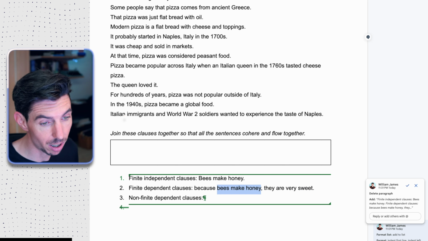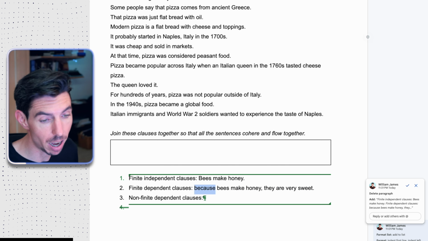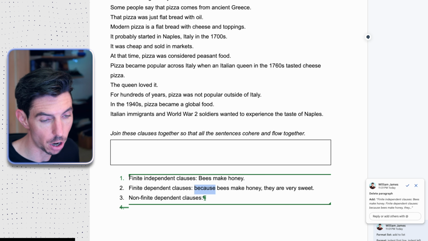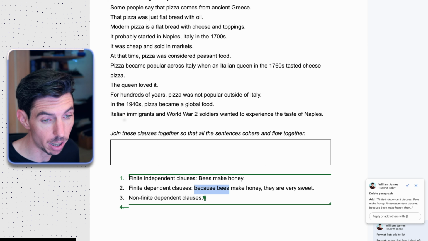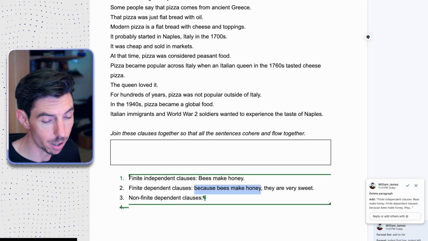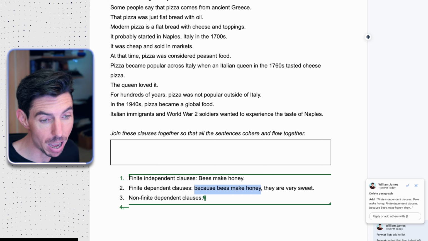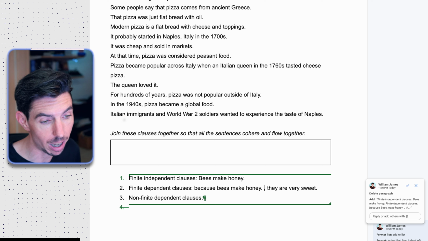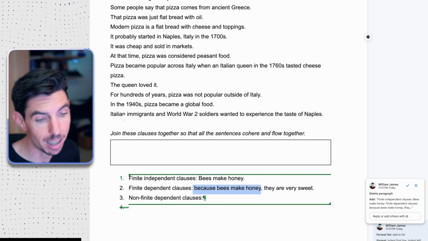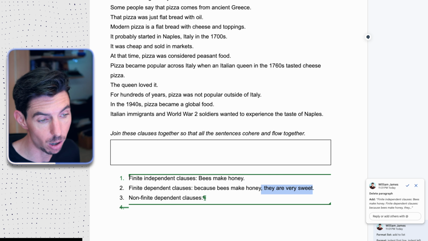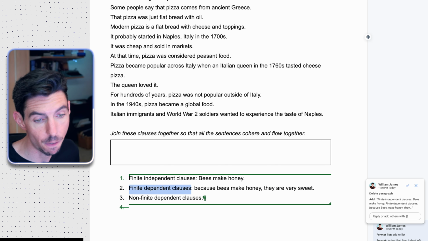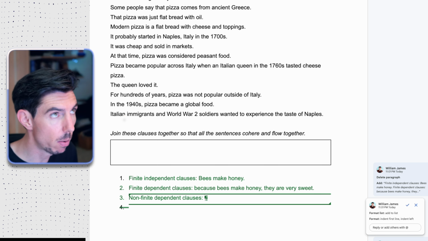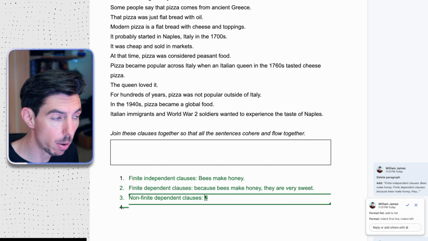But this clause is not independent because of this word. This word because is a subordinating conjunction, so it knocks the independent clause down in the order. It's no longer independent, it becomes dependent because of that. You cannot have a sentence that says because bees make honey. It doesn't mean anything. That needs to attach to an independent clause in order to mean anything. So we call that a finite dependent clause. And then for a non-finite dependent clause, it's the same idea, but we remove the subject and we remove the tense.